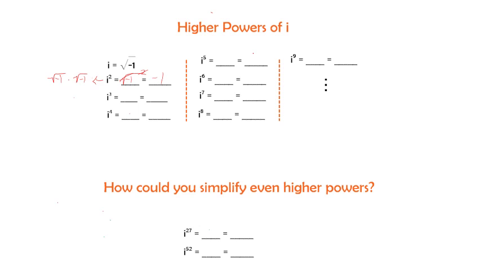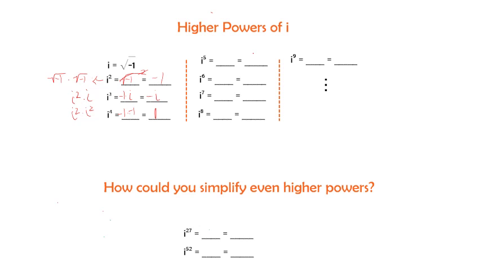i cubed, okay, let's think about that one. This would be the same thing as i squared times i. Well, that'd be negative 1 times i. So that would just be negative i. If you have i to the fourth, this would be the same thing as i squared times i squared, which would be negative 1 times negative 1, or positive 1. Okay, notice that I don't have to write i with any exponents. I can always simplify it to either just i, negative 1, or positive 1.